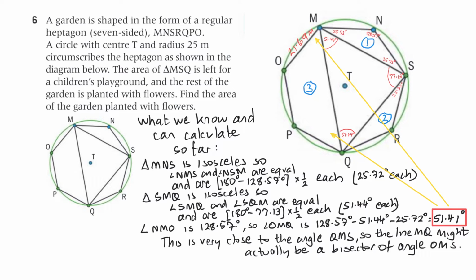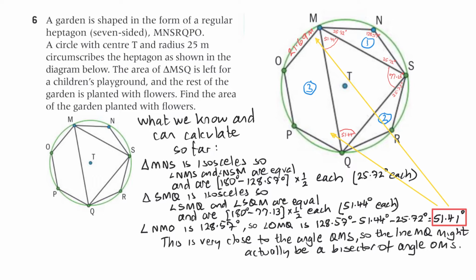Okay. Now, since we know this is 25.72, we know that's 25.72. We know the whole angle there is 128.57. So 128.57 minus 25.72 minus 25.72 leaves 77.13, and that's written up down here. So that's there and here. Okay. And so once we know that's 77.13, again, this length is equal to that length.